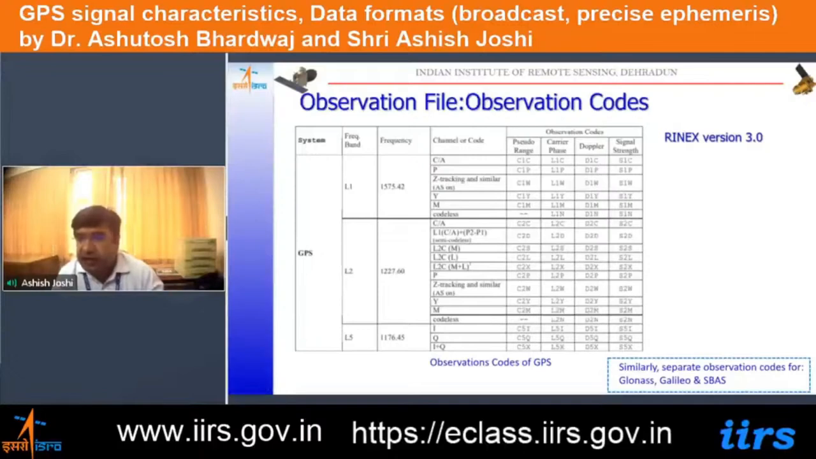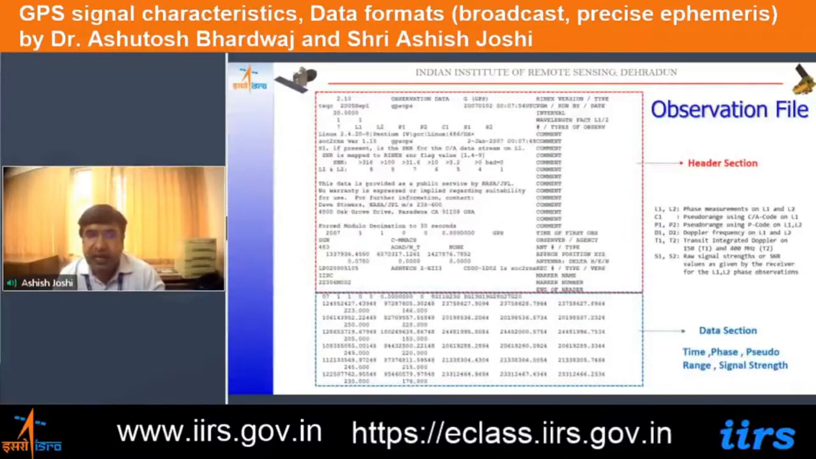After that, we have updates in the RINEX version also, and the latest, in December 2020, is RINEX version 3.05. But the basic codes are like that only. From an understanding point of view, we have to understand it in that way. So we should have one format, and from that format, we have to map our values.